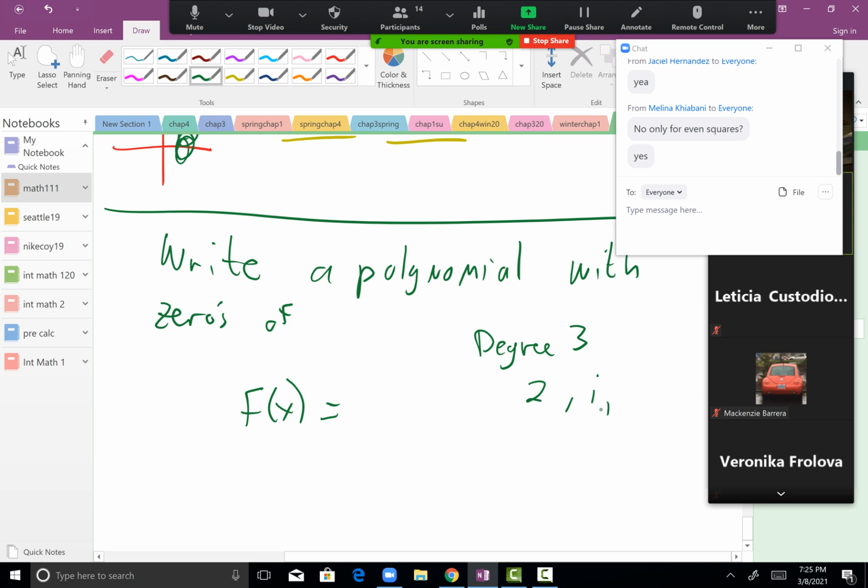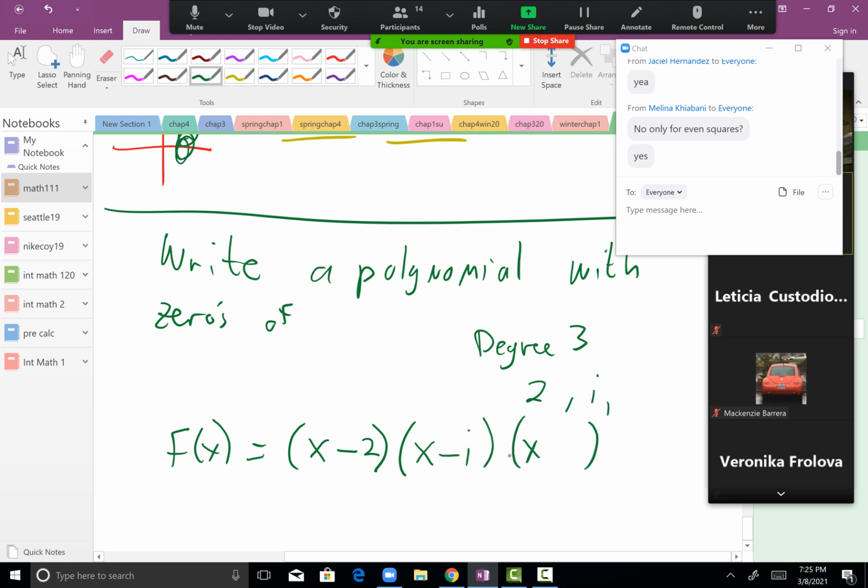So then, to write this, I'm going to go x minus 2. There's my taking care of it. Now I've got to put the other one in there, x minus i. Now what do you think the next one's going to be? x plus i. Yep, x plus i. Good. Do we have to do anything else? Nope. I don't have to multiply that. It doesn't say put it in general form. It just says write it out.